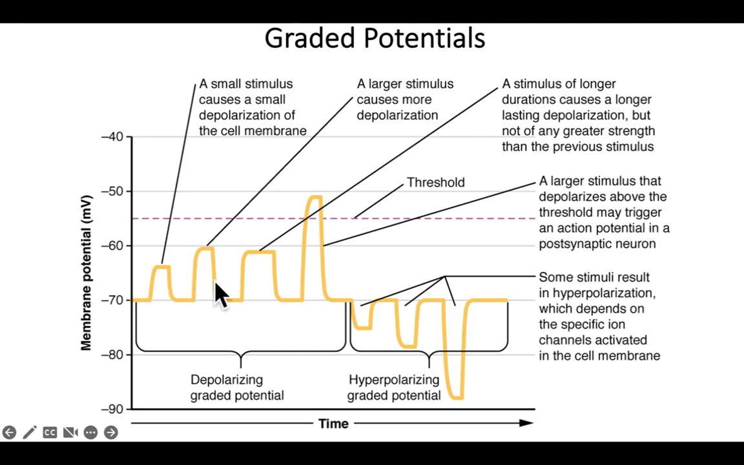So these are all little depolarizing events. Now these are actually hyperpolarizing events. Hyperpolarized is when you go below the -70, and those are often used to inhibit the neuron or prevent the neuron from sending an action potential. So all these little changes are called graded potentials. Only if you hit threshold will you trigger an action potential.